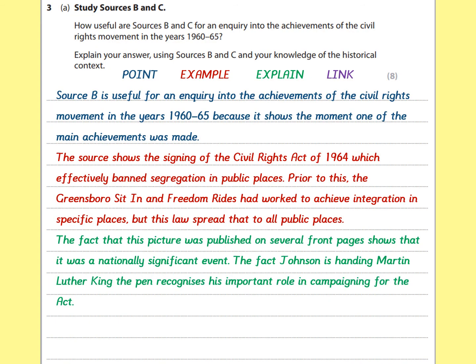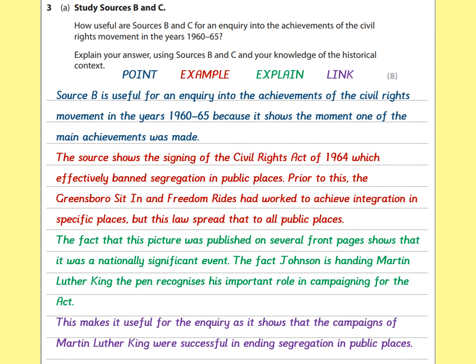The fact that this picture was published on several front pages shows that it was a nationally significant event. The fact Johnson is handing Martin Luther King the pen recognises his important role in campaigning for the act. All right, so there I'm looking at both the content but also the provenance here. So considering the provenance, it's on front pages, therefore it's important. This makes it useful for the inquiry as it shows that the campaigns of Martin Luther King were successful in ending segregation in public places. Again, relating it directly back to the inquiry.